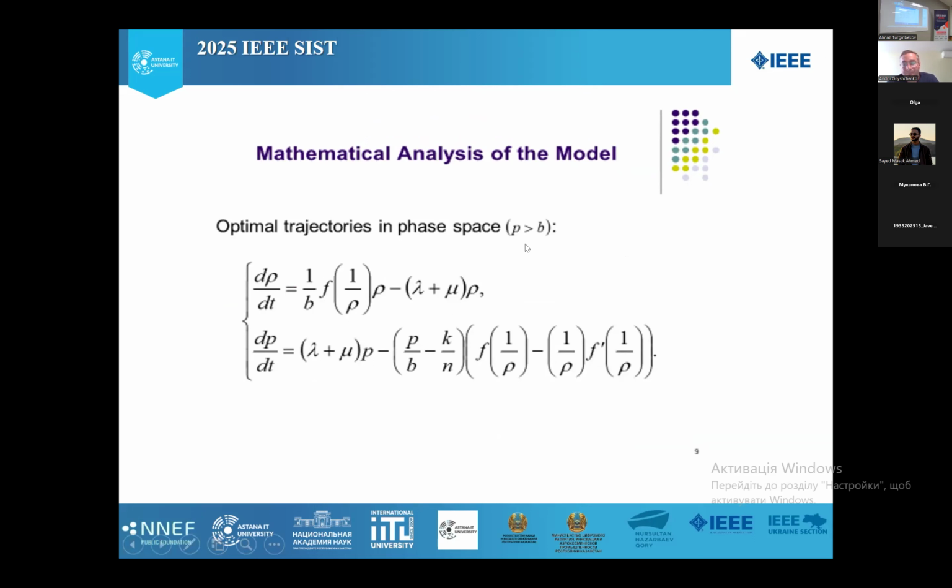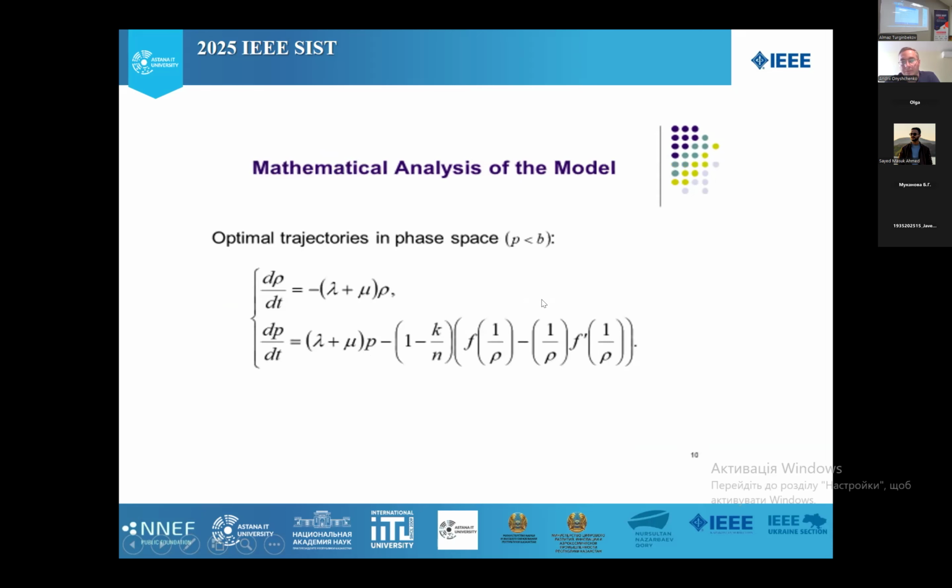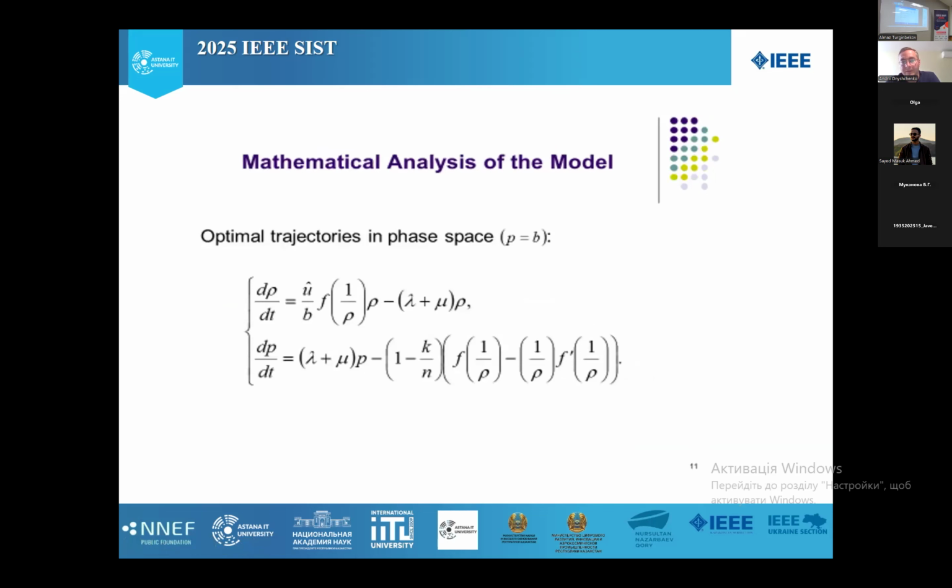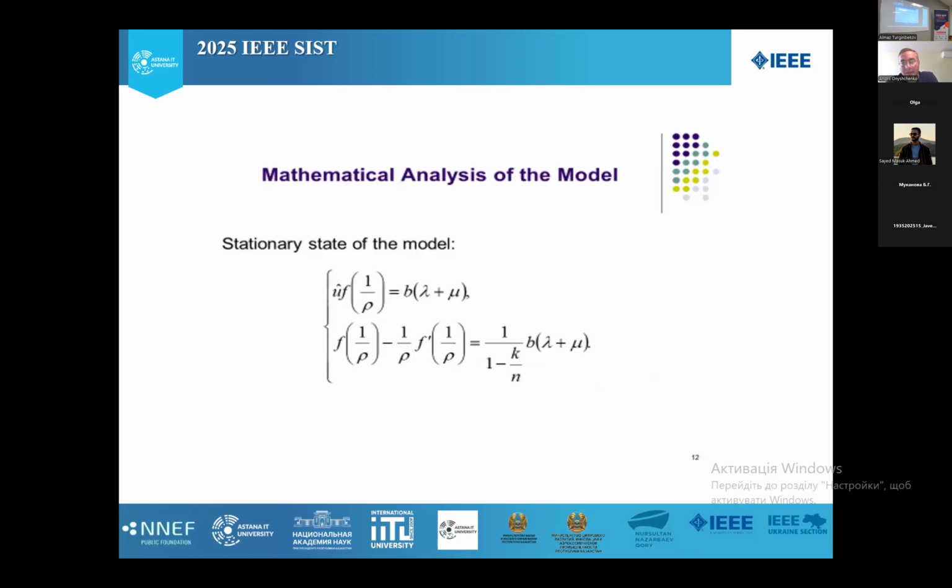First variant p more than b, second p less than b, and third variant p equal b. And in these researches, we determined the stationary state trajectory, this determined by the system on slide 12.